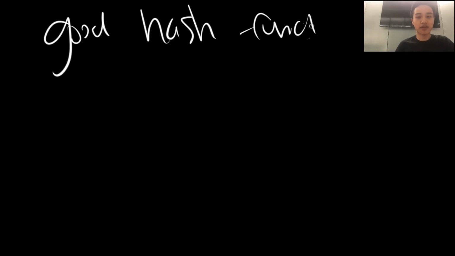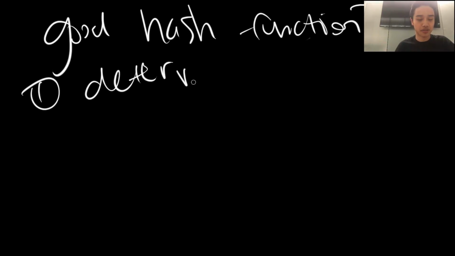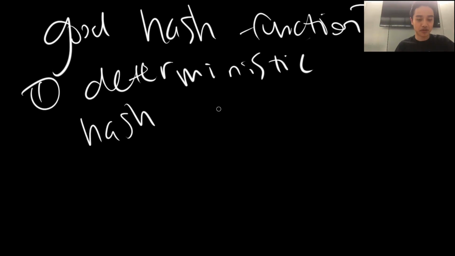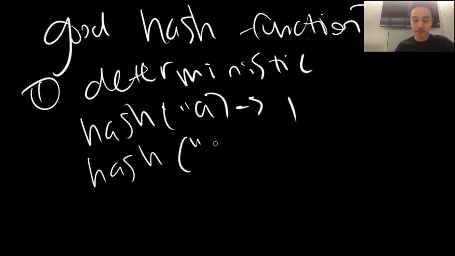Well, there are many elements that make a good hash function, but most importantly the hash function must be deterministic. What I mean by that is that if you put a value into the hash function, for example, a letter, and it returns the number, let's say 1, then if you run it again, it must return the same value.